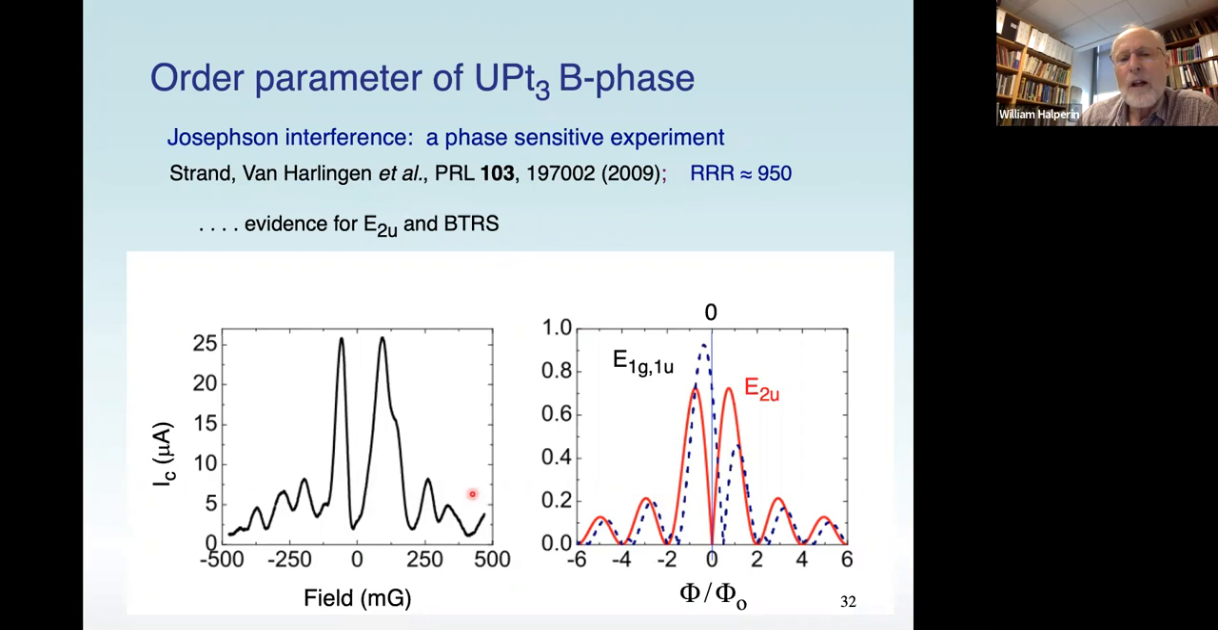This is a pseudo-Fraunhofer pattern, which you've seen in the context of cuprates from Dale's work on that topic. And Joel Strand and Dale van Harlingen showed that, in fact, you get a symmetric pattern here about zero applied field, whereas what you would expect theoretically for other states of the 2D representation, the E1G and E1U states, you can see an asymmetric dotted blue distribution for magnetic fields as compared to the E2U states. So this really, from a phase-sensitive experiment, suggests strongly that you have E2U.